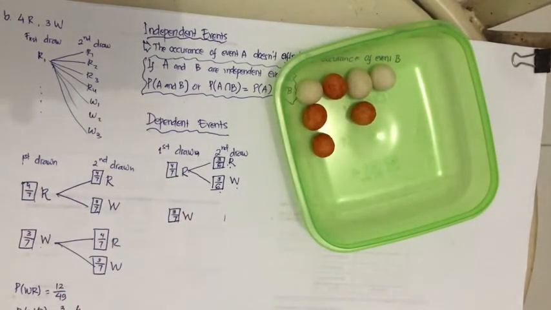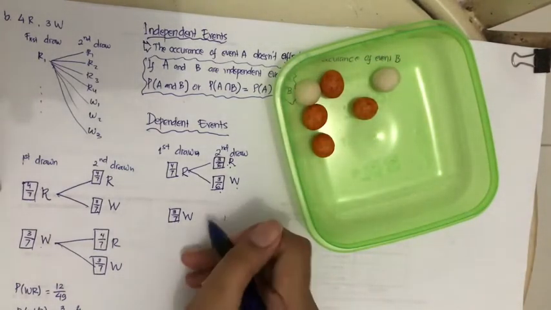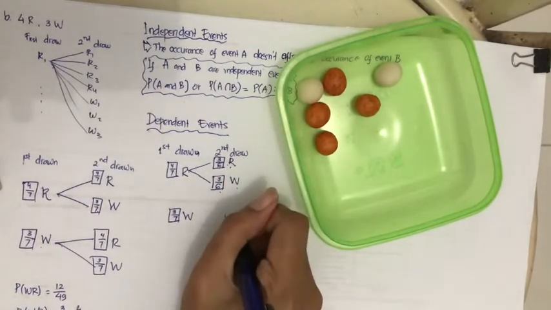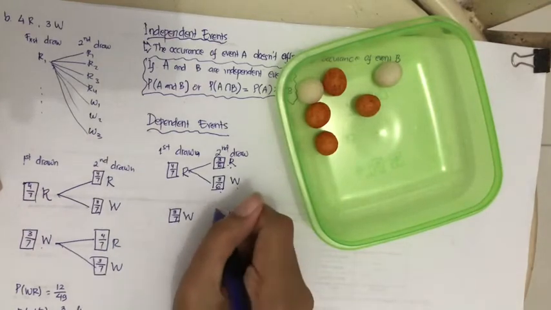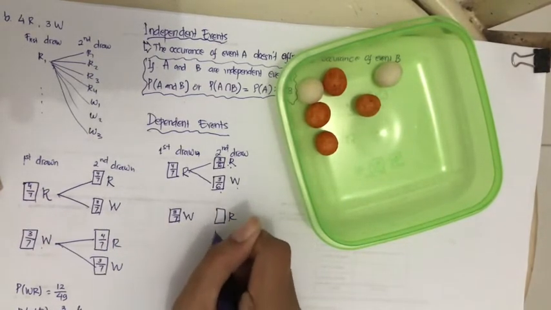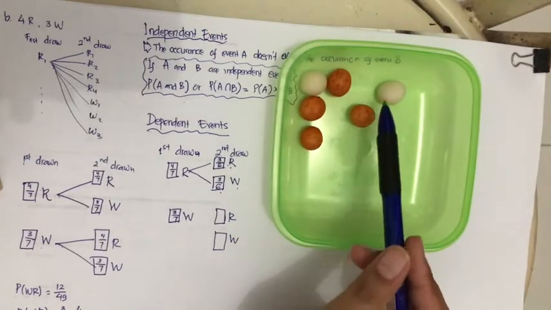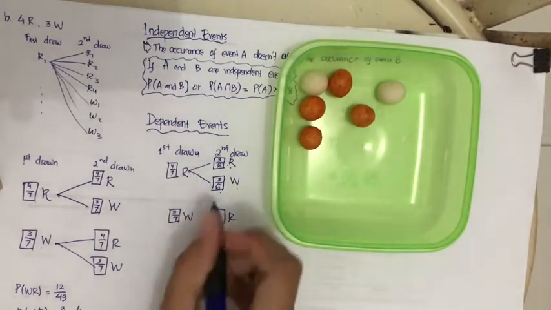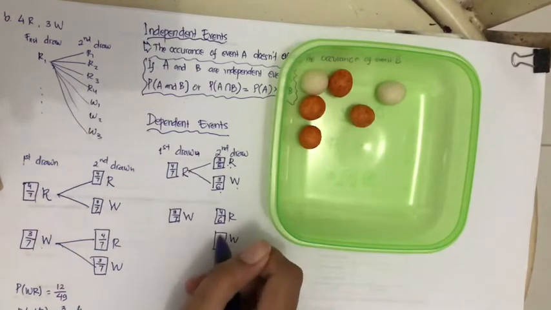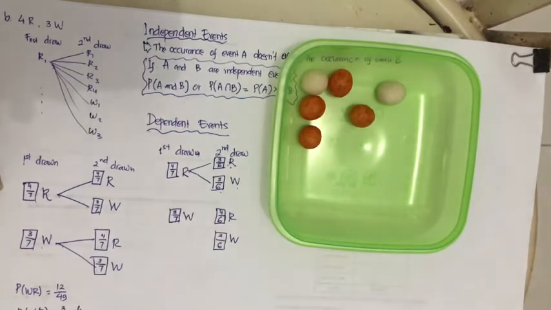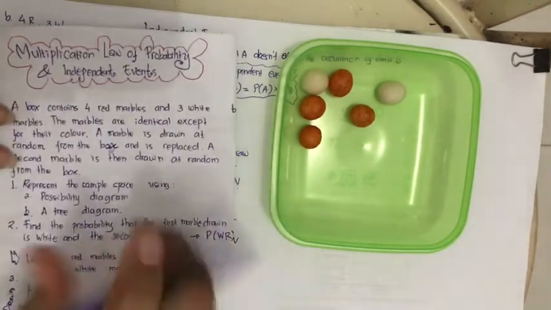Now what if the first draw is white? If the first draw is white, the second draw is still R or white, right? But now the probability of drawing R from this box is 4 over 6, and for white it is 2 over 6, or we can simplify it later. Let's say this is example 1.